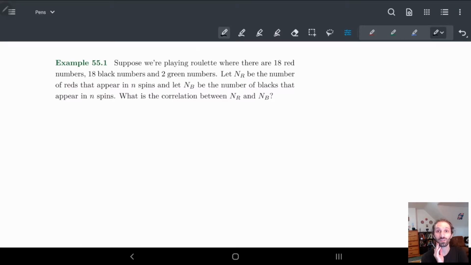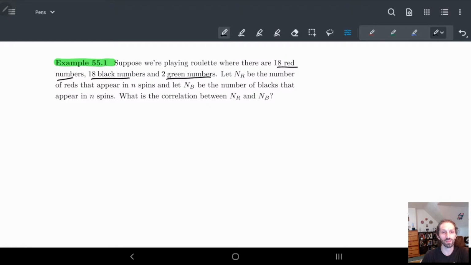Hi all! So in this video, we're going to be looking at an example of how to get the correlation between two random variables. Here we're going to start off with something we've done a few times. We're going to look at roulette. And basically we're going to have 18 red numbers, 18 black numbers, and 2 green numbers.